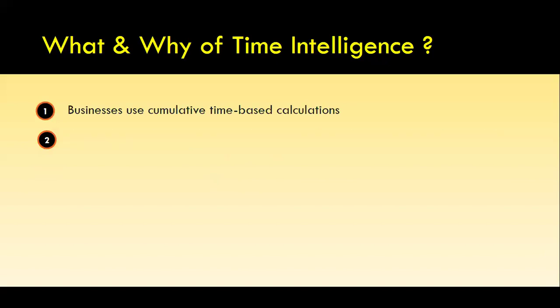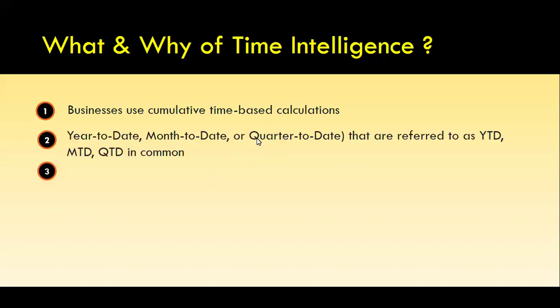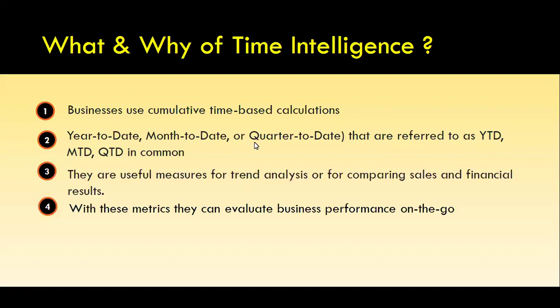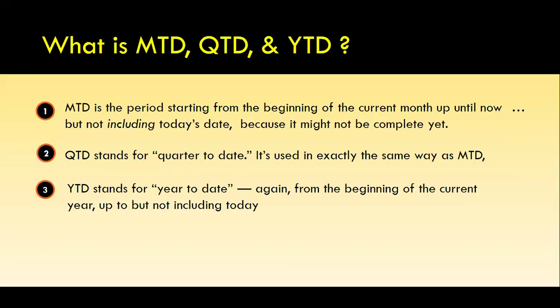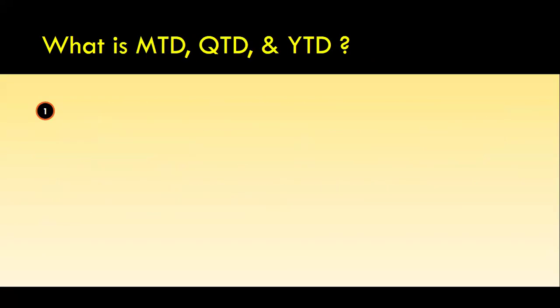See, what happens is in the case of business, they use cumulative time-based calculations, as I said: year to date, month to date, quarter to date. So these are referred to as YTD, MTD, QTD in common. These measures are helpful as part of your trend analysis for comparing sales and financial results. With these metrics, you can evaluate your business performance on the go. So first of all, what is MTD?